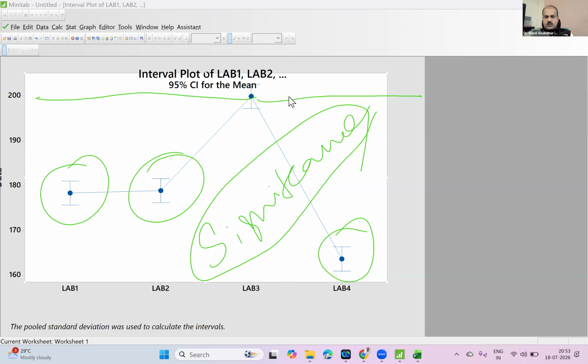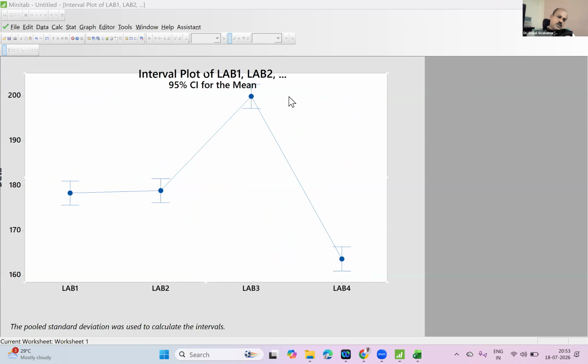Even 1 and 2, when I compare with 4, they are taking more time. Is my statement correct? Because when I move their mean, the mean is completely above the whole interval maintained by laboratory 4. If your average is above the entire interval, then you are considered to have a significantly different performance. So in this case, the factor laboratory is significant to turnaround time.